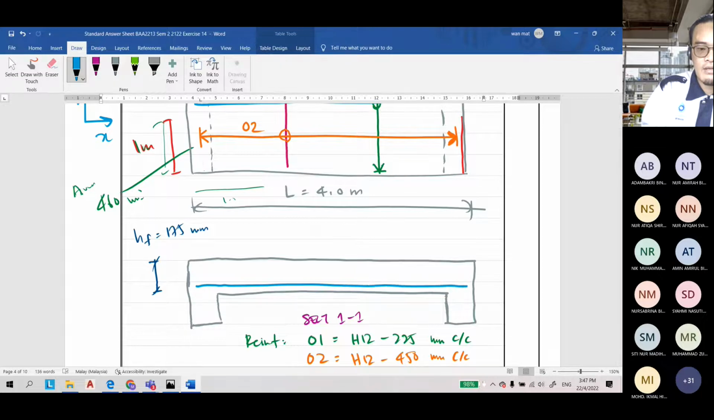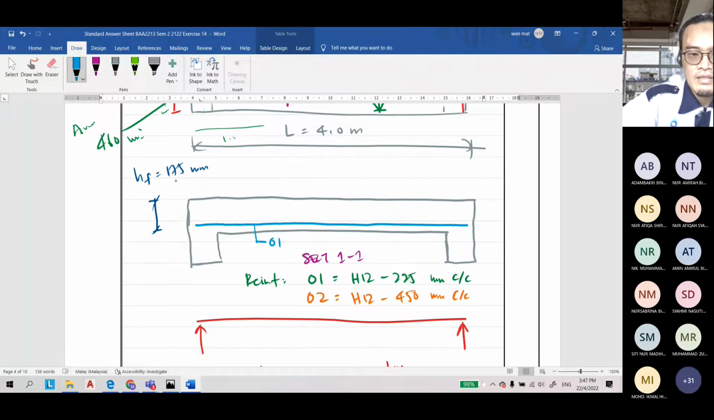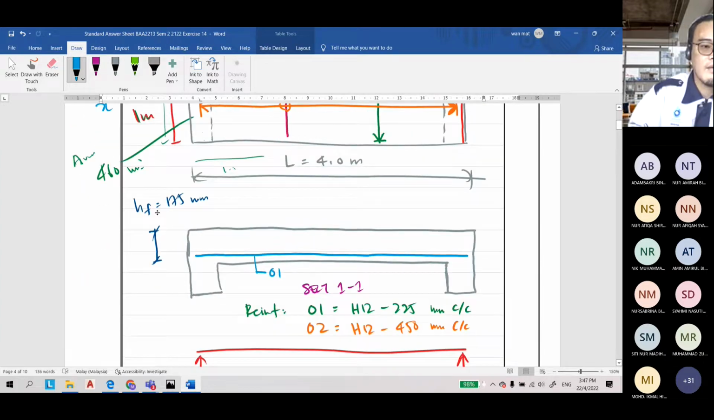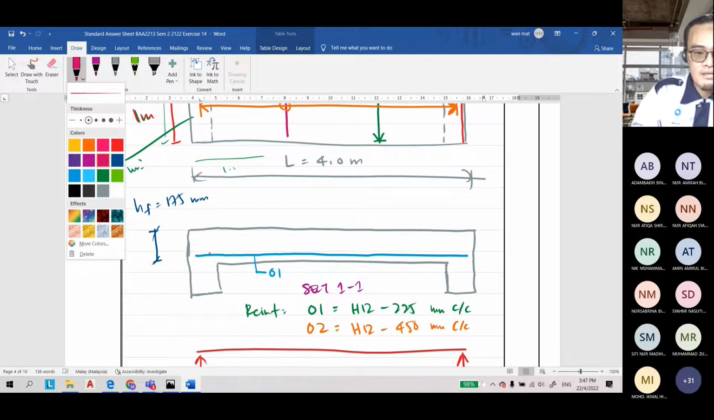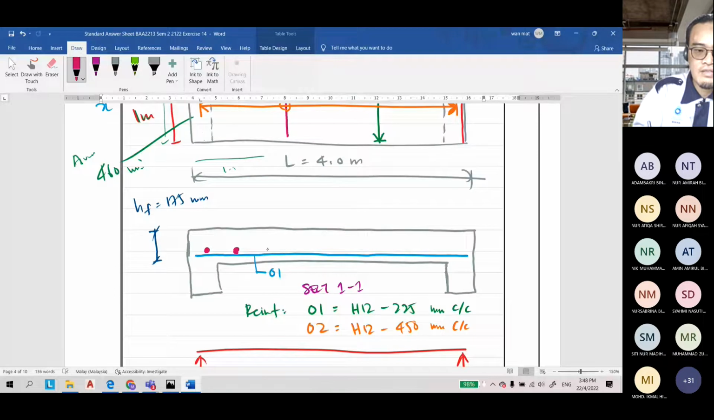Okay, the light blue color, and then you mark it as this one. You mark this one as 0, 1. So you can refer to the notes, and then for the plum color, if you are using AutoCAD, you have to arrange the offset for every 450 at the top. Okay, and then you can mark it as 0, 2.